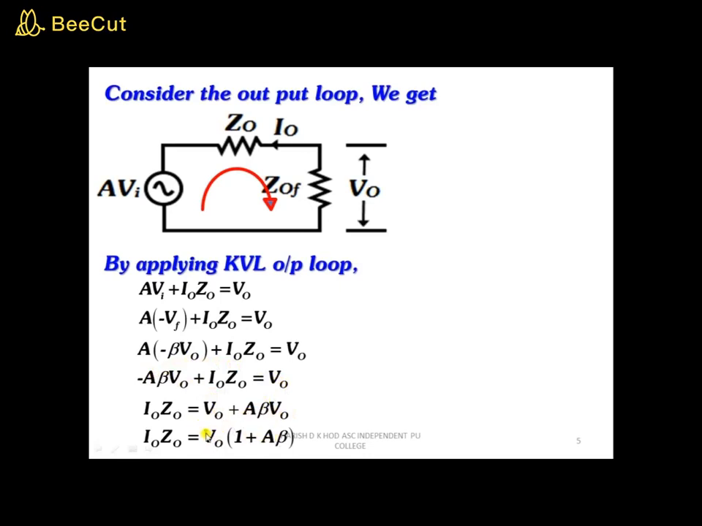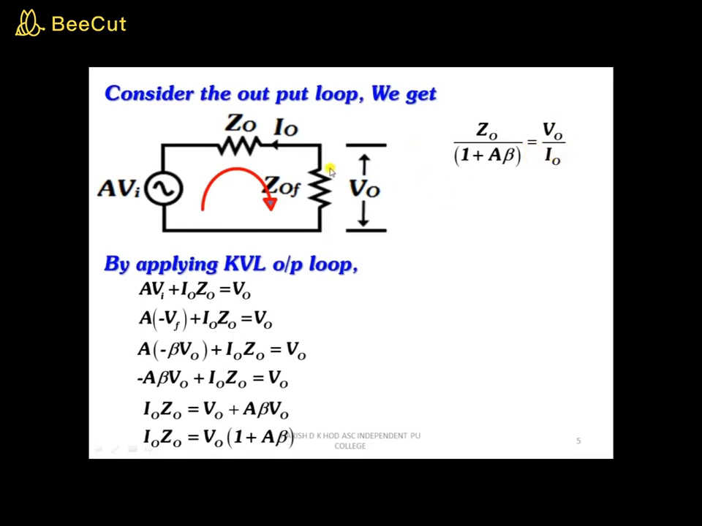Let us take that common factor. So then the equation becomes IOZO is equal to VO into 1 plus A beta. Now let us rearrange the terms. I have brought 1 plus A beta under ZO and transferred IO under VO. So what happens, ZO divided by 1 plus A beta is equal to VO by IO.